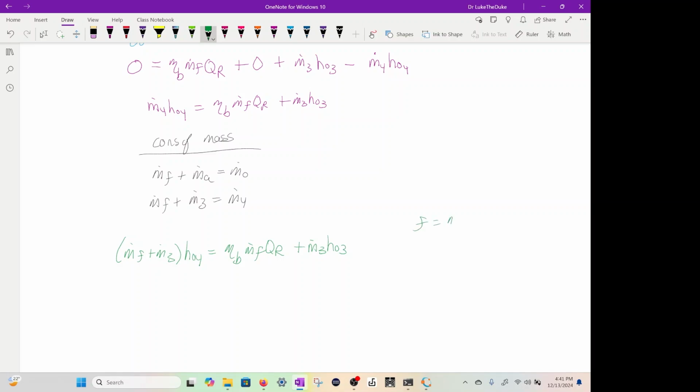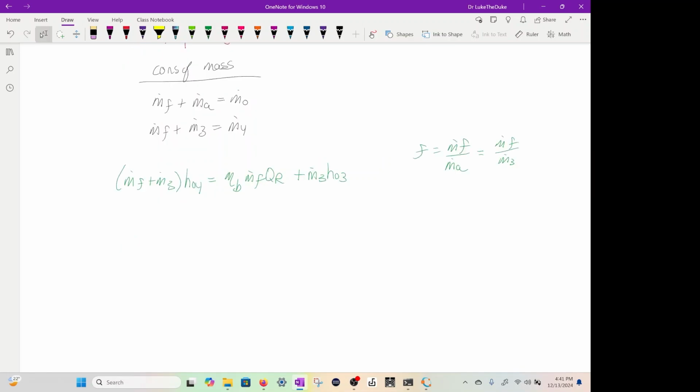Again, define F as m dot F over m dot A, okay, or what do we call m dot A? M dot 3. So we're going to divide by m dot 3 in all of these terms. So we have over here, this is F plus 1, h naught 4 equals A to B times F times QR plus h naught 3.